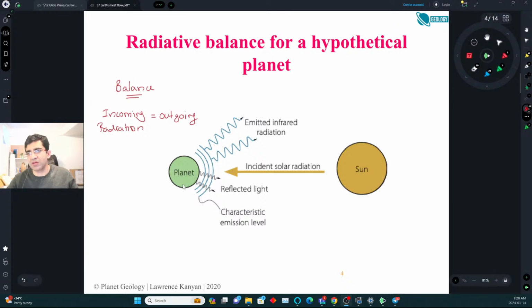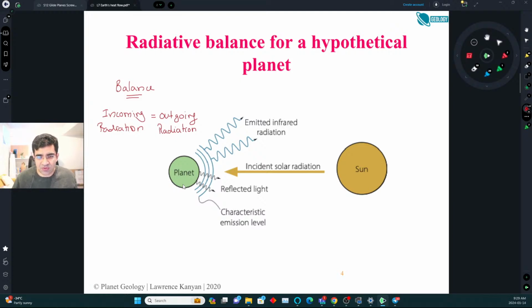Okay, so incoming becomes equal to outgoing radiation. Now on Earth, one thing which is very crucial is to know how the surface of Earth cools. If we make these calculations, at the equator Earth will be too hot, and at the poles it will be too cold. There is transport of heat energy.